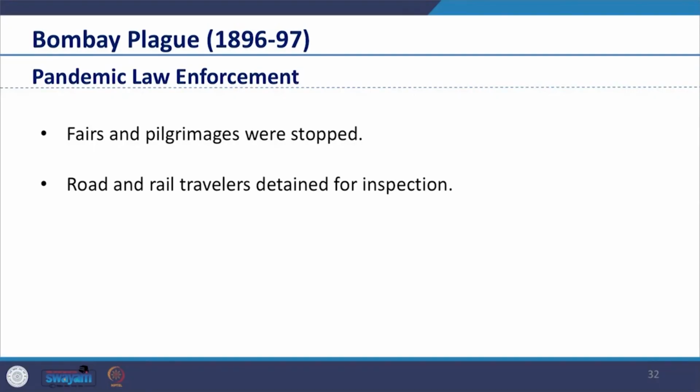So, we see how the act came in and additional powers were given to the civic bodies and the decisions were tough ones. Fairs and pilgrimages were stopped and road and rail travelers detained for inspection. In short, government officials were empowered to act decisively and contain the disease. We see different actions which were taken, which also involved power distribution and political willingness.